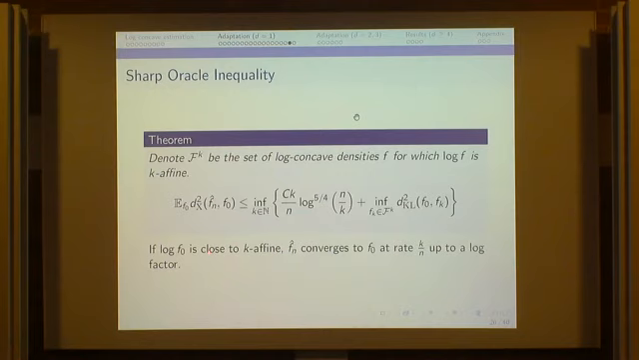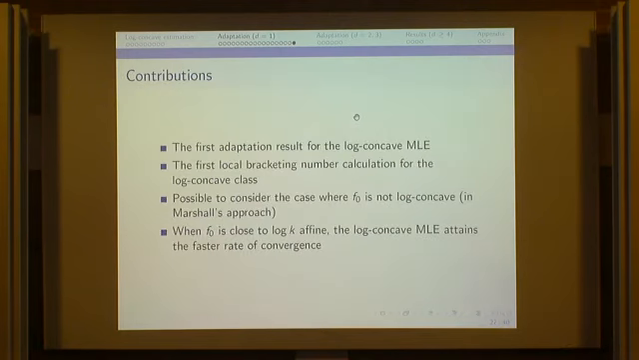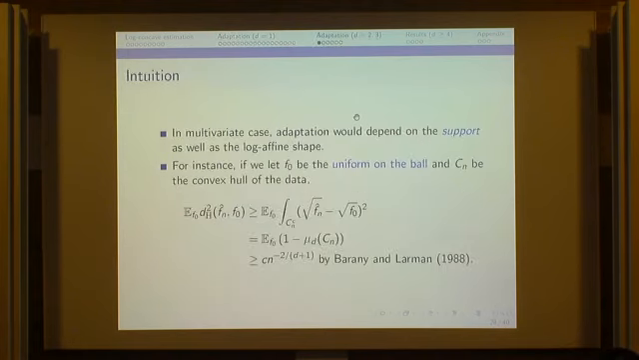So as long as our k is some small constant, this rate is 1 over n with a log n factor, and that's much faster than n to the minus 4/5. That's what we proved. So these are some contributions of our univariate adaptation result. And our ongoing work is about whether we can get the adaptive result for the multivariate case.